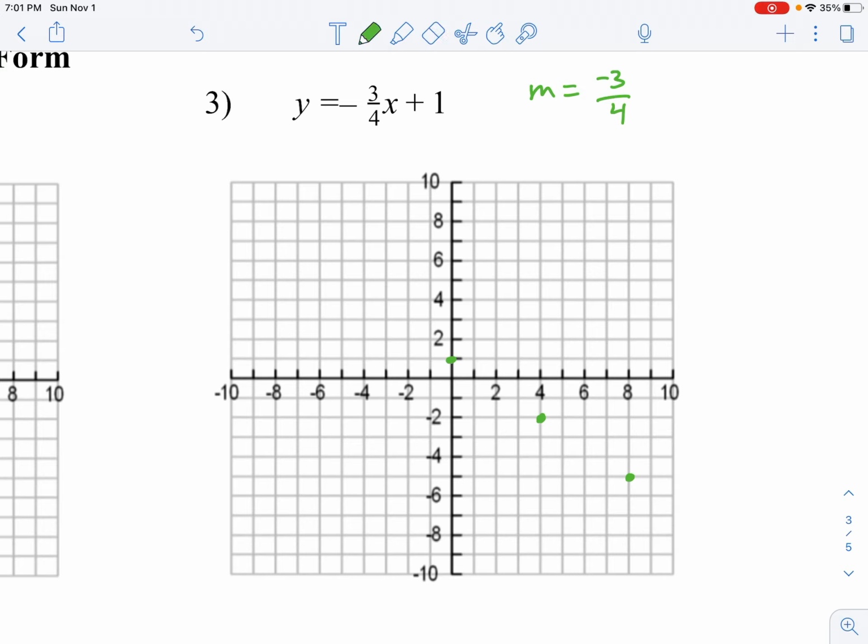Made a mistake there, okay? And then if I wanted to go backwards, I'd go up 3 and over 4 to the left. 1, 2, 3, 4, right here. And right there. Okay, so my final line then would look like this.